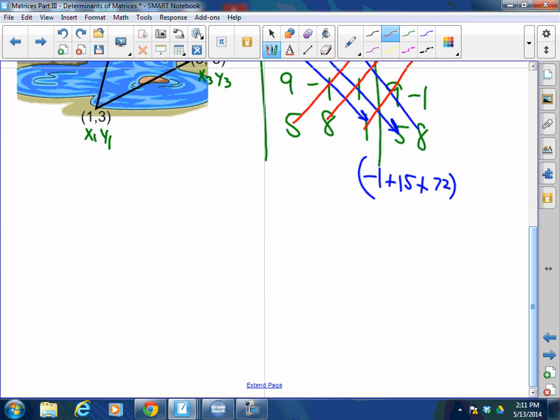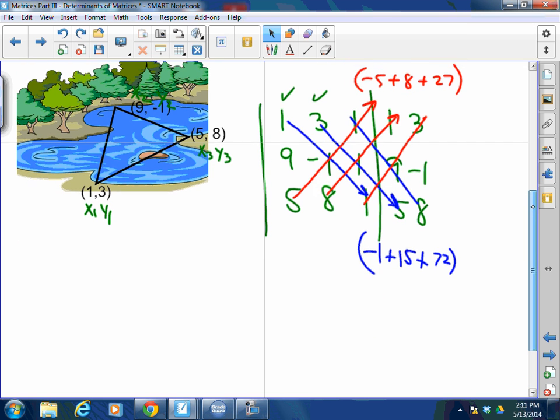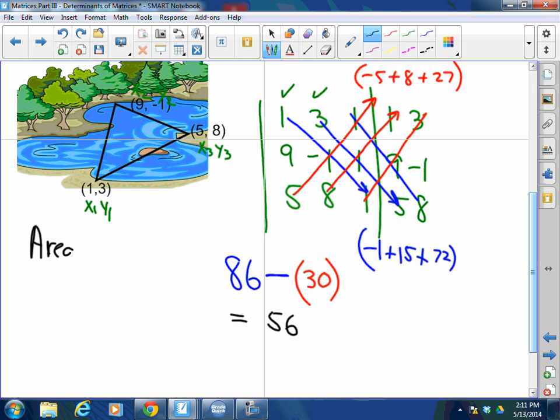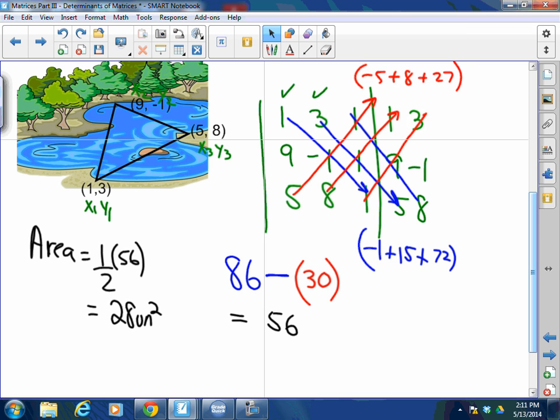So, what is my determinant? Sorry, I went a little too high. It's going to be 86 minus 30. So, my determinant will equal 56. What's the area? Area equals 1/2 of 56, so that equals 28 units squared.